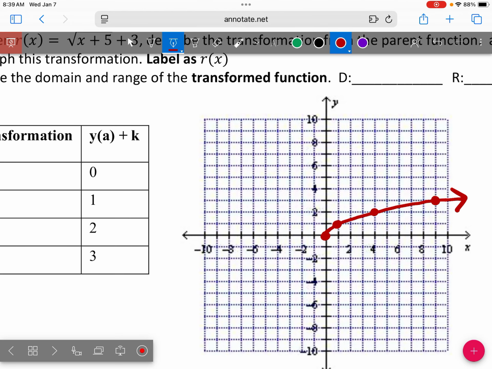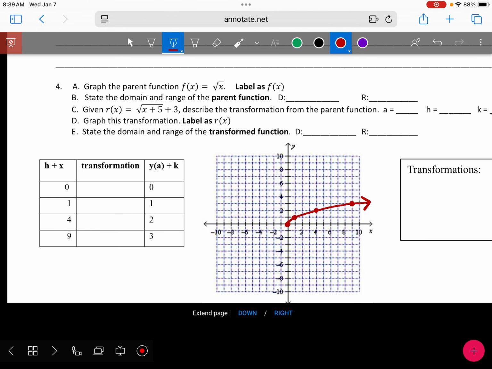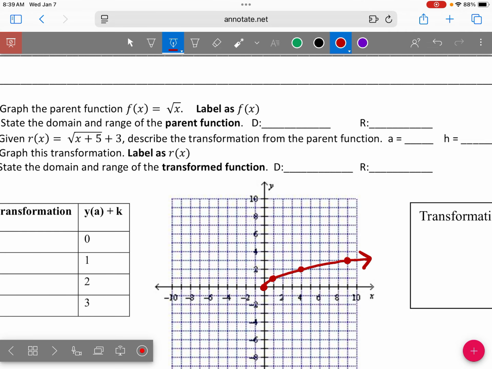So we haven't talked about the domain and range for the parent, but we did talk about it yesterday. The domain and range for the parent, because they both start at 0 and get bigger, is 0 to infinity. So my domain and range for the parent is 0 to infinity. All right, now let's look at question C.